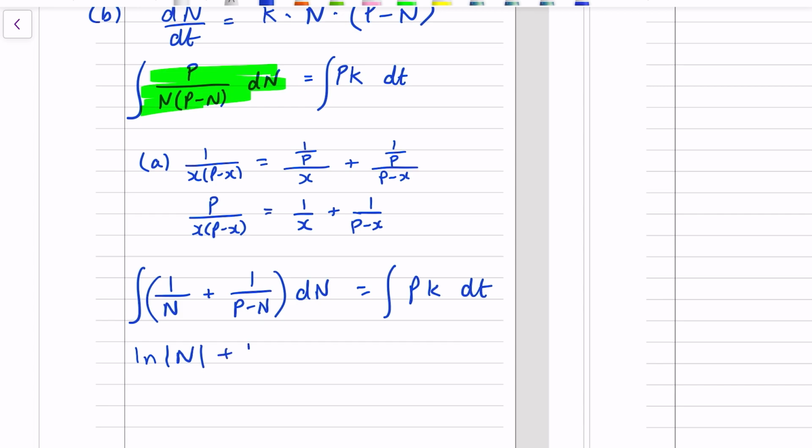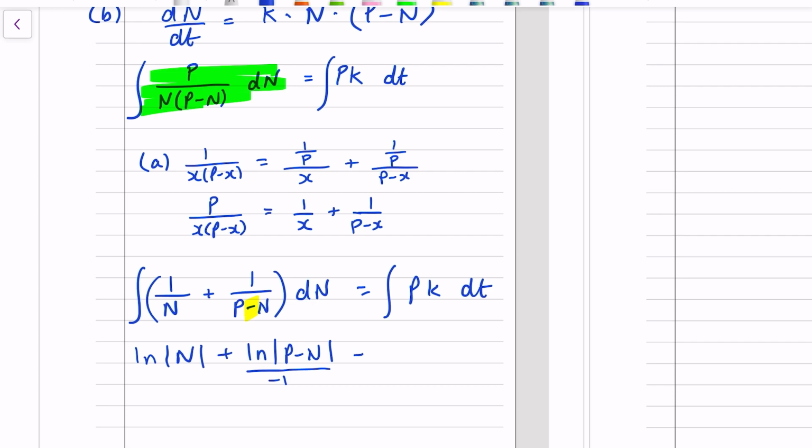The second term is ln of P minus n with the absolute values around it. And then I need to divide by -1. Okay, remember the chain rule applies still. We've got a minus in front of the variable there. So we divide by the derivative of P minus n, which is -1.